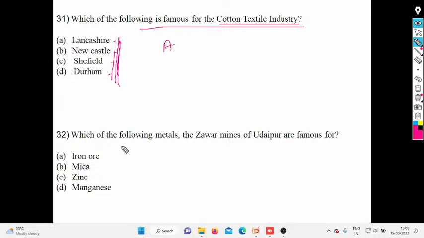Next, which of the following metals is Jawar mines in Udaipur famous for? Iron ore, mica, zinc and manganese. Jawar mines Udaipur is famous for zinc, option C.